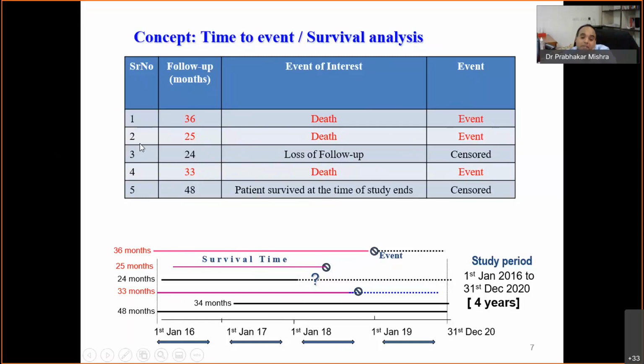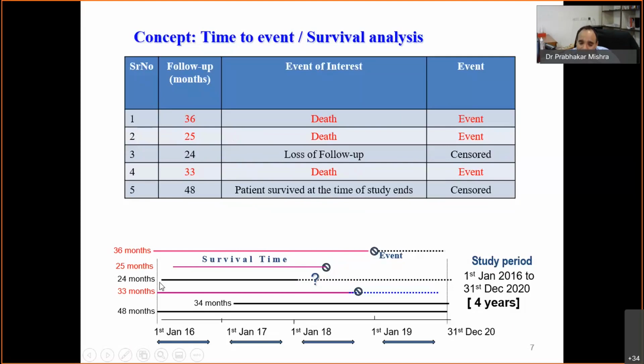Now see the second patient. This patient came in, suppose, March or April of 2016, and was followed up to February or March 2018. So this duration is 25 months, and ultimately death, this is the death symbol. So the survival time of the second patient is 25 months, and this patient also died. So this is the symbol of the event. This patient also died at 25 months, event death.